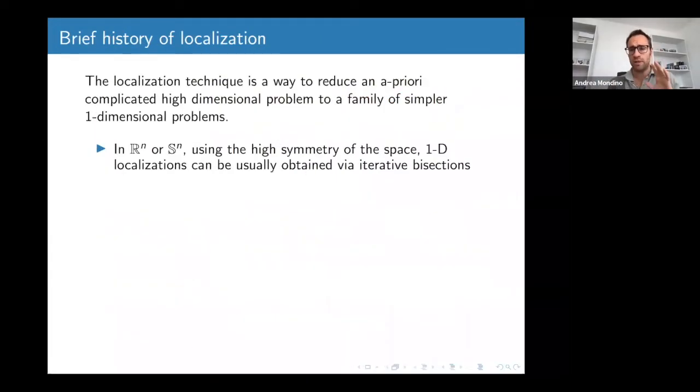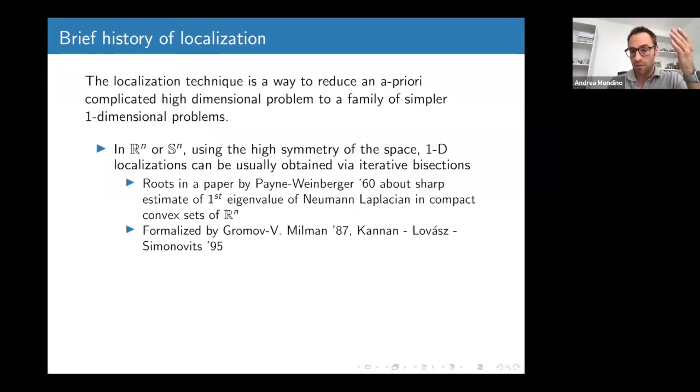So let me just give a brief history of this localization method. This localization technique is a way to reduce an a priori complicated high-dimensional problem to a family of simpler one-dimensional problems. So how does one do it? Typically, it was done first when the ambient space is Rn or Sn, using the high symmetry of the space, and one can obtain this dimension reduction by iterative bisections.